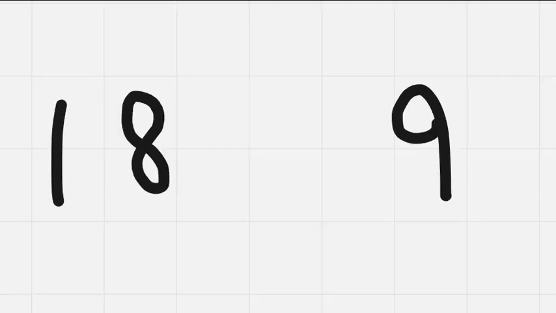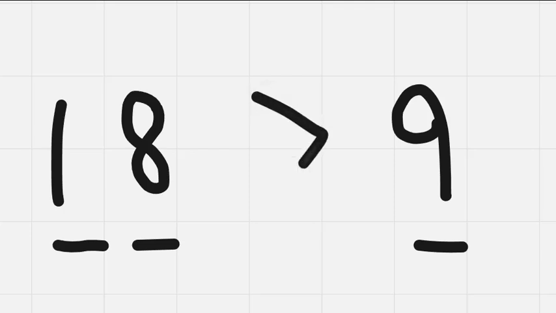Here we have 18 and 9. Now, someone might say the 9 is bigger than the 1 and the 8. But remember, 18 has two digits. Whatever number has two digits always is the bigger number. So 18 is greater than 9.